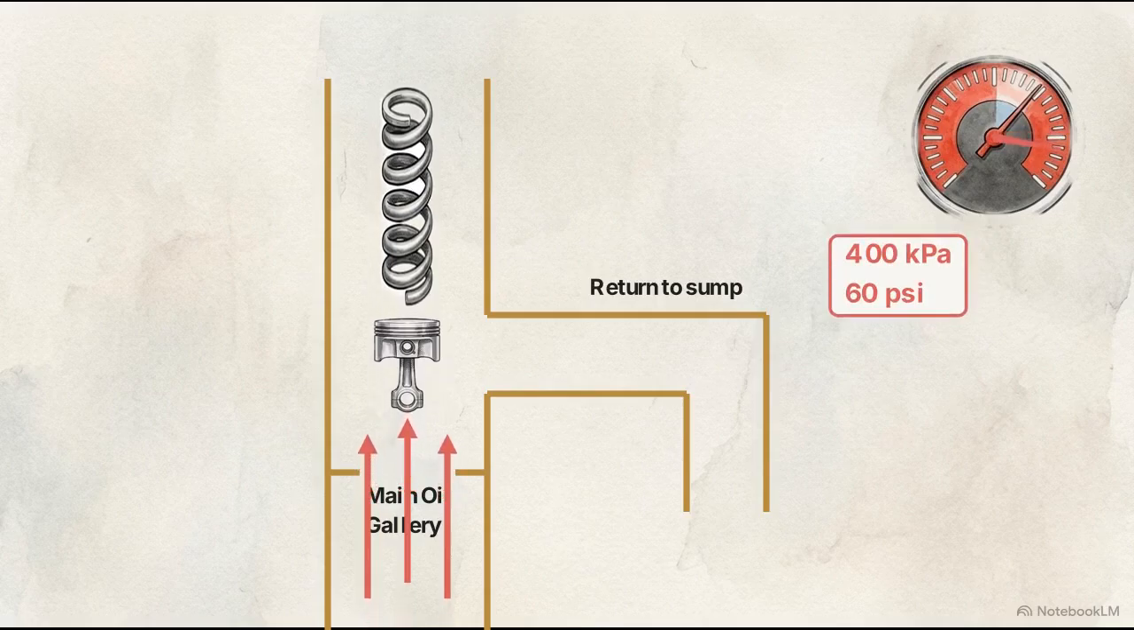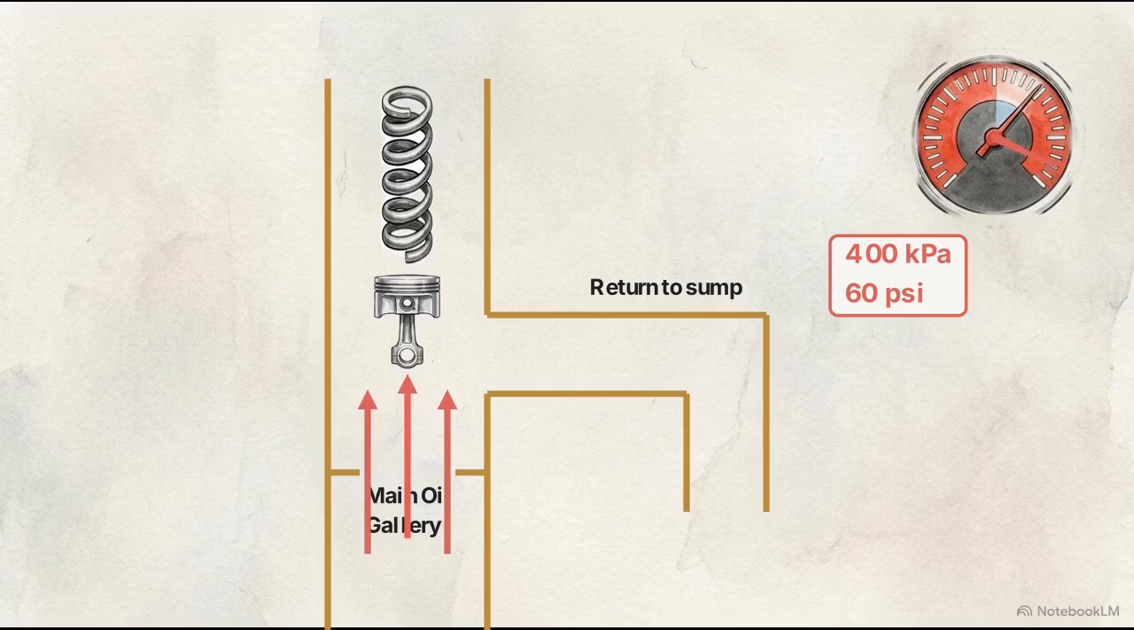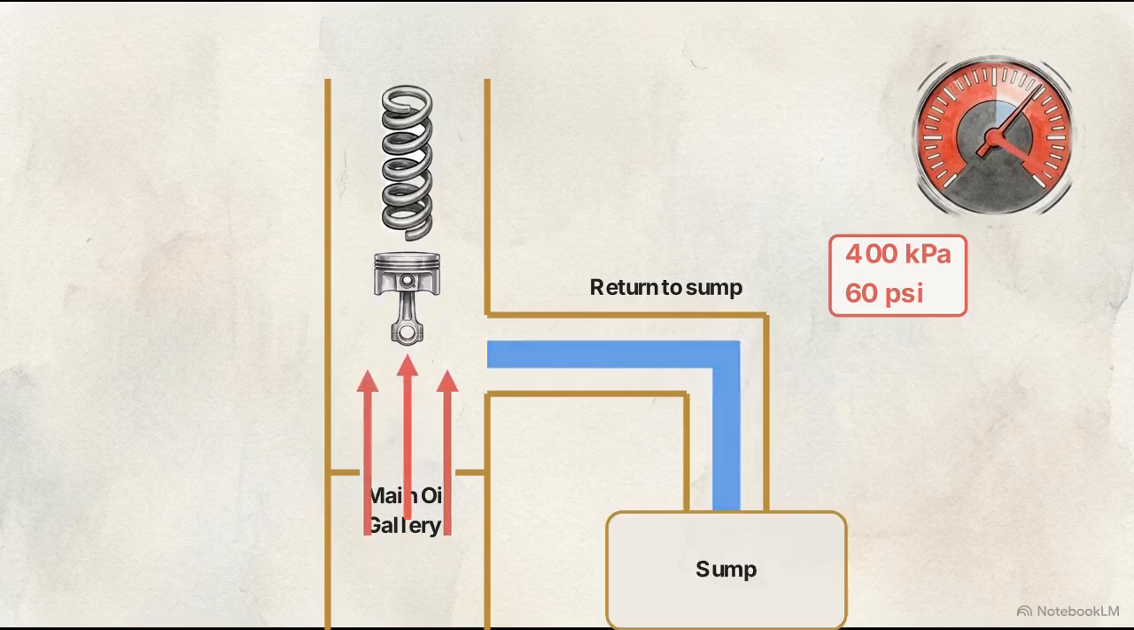The spring compresses, lifting the plunger off its seat and exposing a lateral bypass channel. This bypass channel instantly bleeds the excess high-pressure fluid directly back to the sump. This mechanical loop caps the system pressure at a safe maximum, regardless of pump speed.